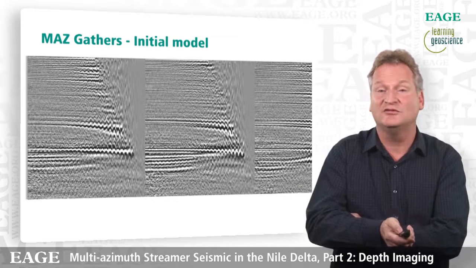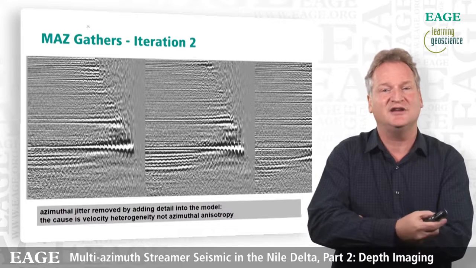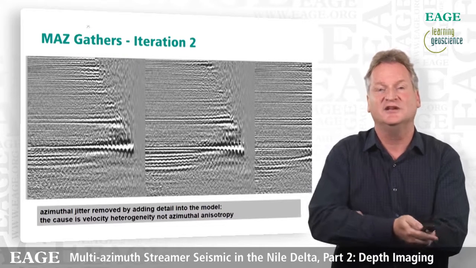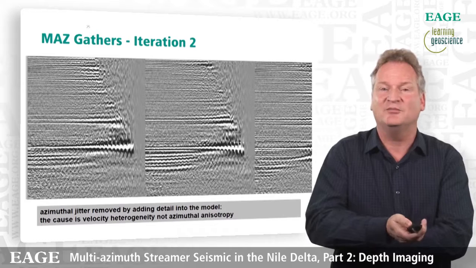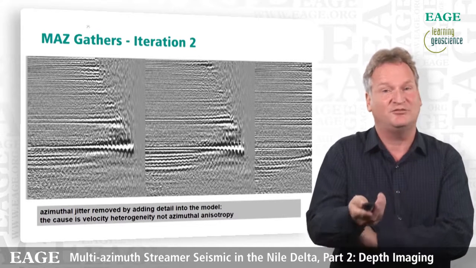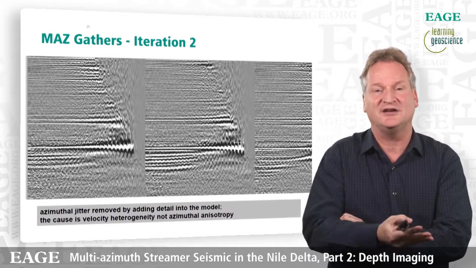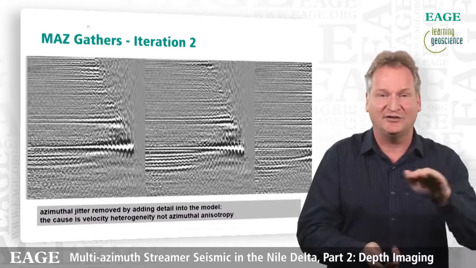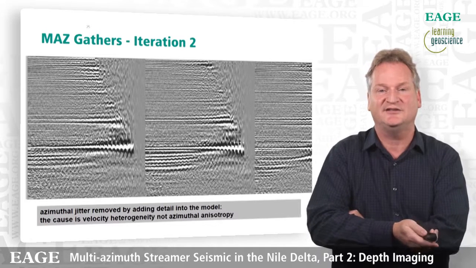If we then go to what those look like after iteration 2, you can see that definitely on the near offsets the azimuthal ripple has largely been taken care of. So even though some people could claim or have thought that maybe that azimuthal variation is due to azimuthal anisotropy, which is probably there as well, the first order effect to take care of is actually making sure that the small scale velocity anomalies have been taken care of. And that already takes care of a lot of this azimuthal jitter that sits there.